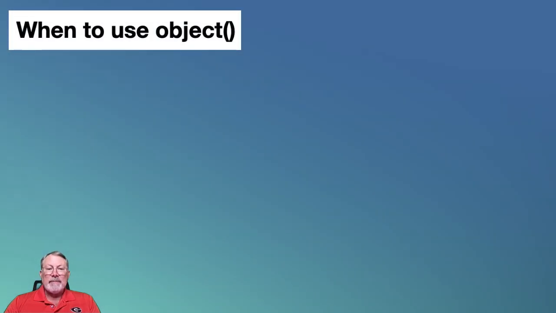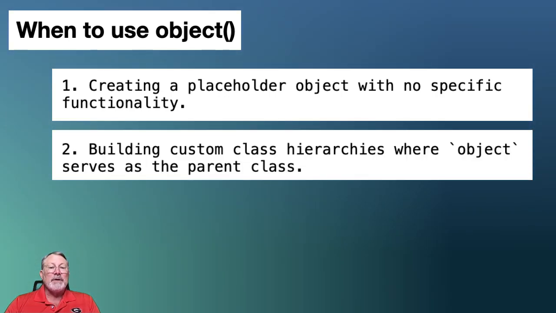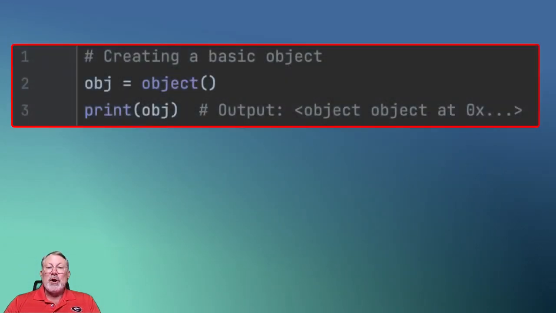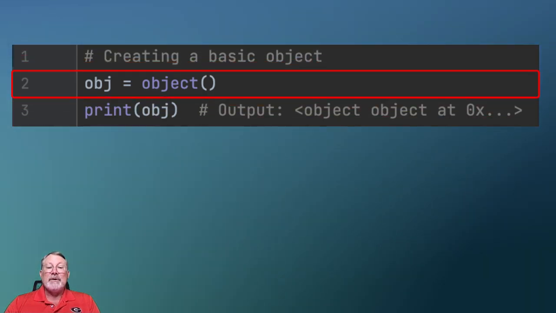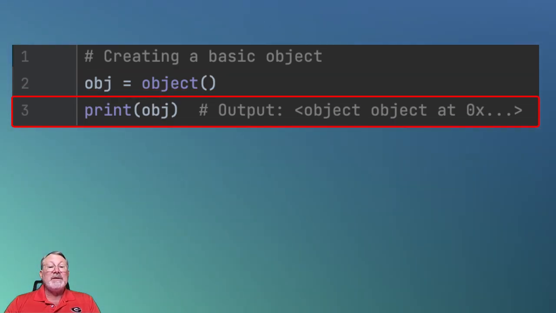So you'd use object when creating a placeholder object with no specific functionality. When you're building custom class hierarchies where object serves as the parent class. Or when you're implementing advanced concepts like singleton patterns or markers in your code. Let's start with a simple example of creating a basic object. Here, object creates a minimal object. It doesn't have custom attributes or methods, but it exists as a valid Python object.